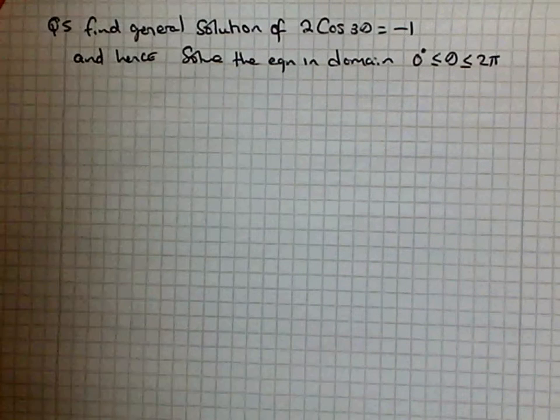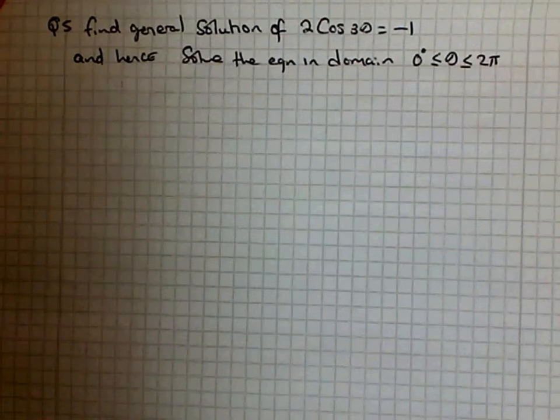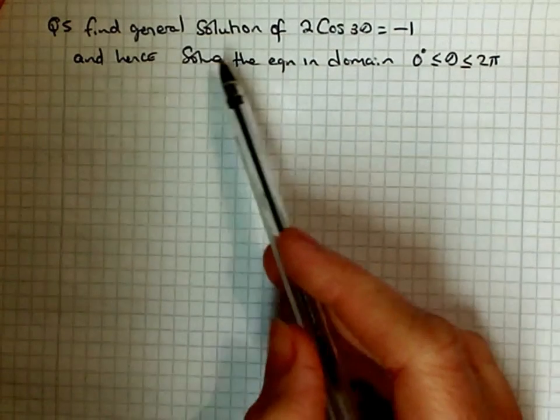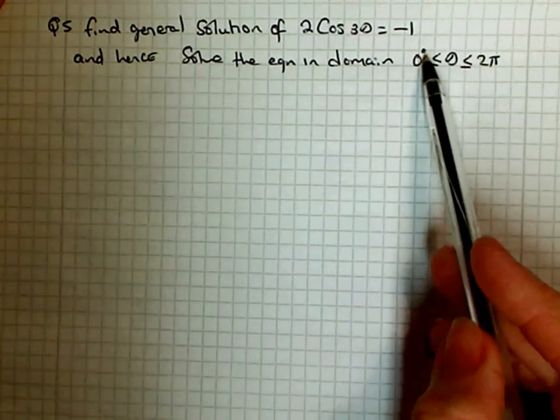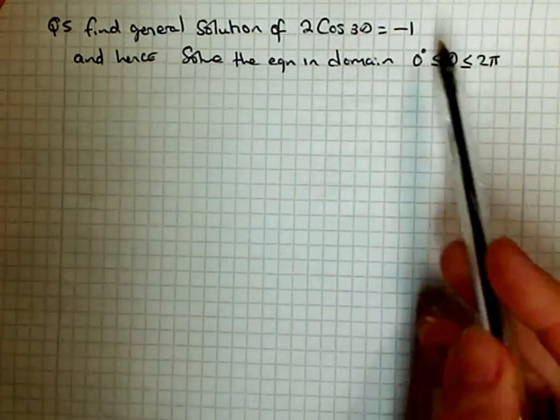So, 5th year summer exam, question 5, part A. Find the general solution of 2 cos 3 theta equal to -1 and hence solve the equation in the domain theta greater than or equal to 0 degrees and less than or equal to 2 pi. Okay, so 2 parts of the question.